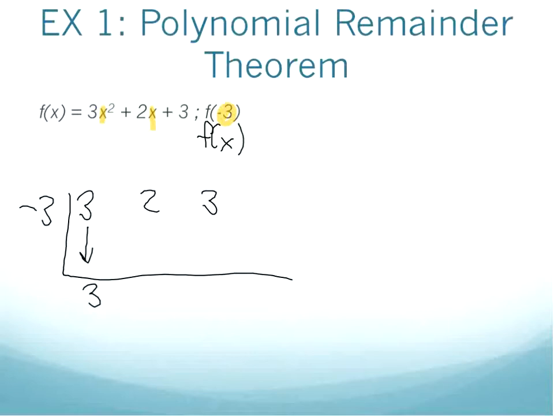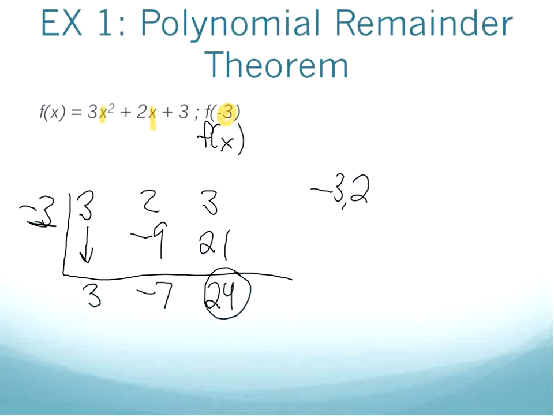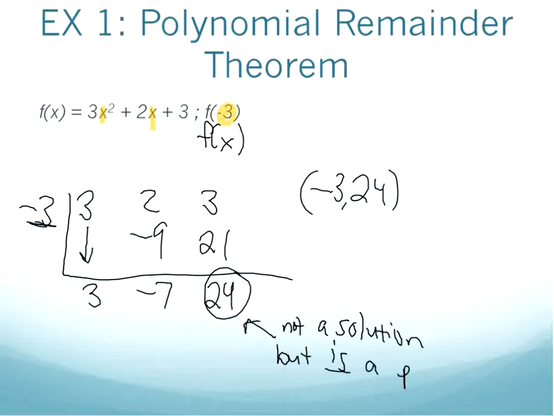So check your work. We know my first 3 drops straight down. -3 times 3 is -9. Add straight down. -3 times -7 is 21. Add straight down. So when you plug in -3, what answer do you get out of it? 24. So -3, 24 is going to be a point on my graph. Since this is not a 0, it's not a solution. Let's make sure we're clear about that. It's not a solution, but it is a point on the graph.